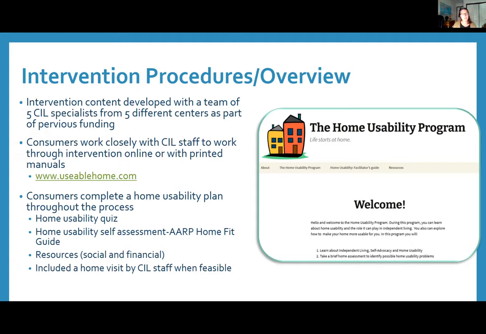As consumers completed the program, they would go through a set process by taking a quick home usability quiz to identify issues that they might have within their home, a home usability self-assessment, for which we used an AARP home fit guide. We would include resources, a home usability plan where individuals would identify both the social and financial resources that they may have available to them for making a modification in their home. And then included a home visit by CIL staff when feasible.